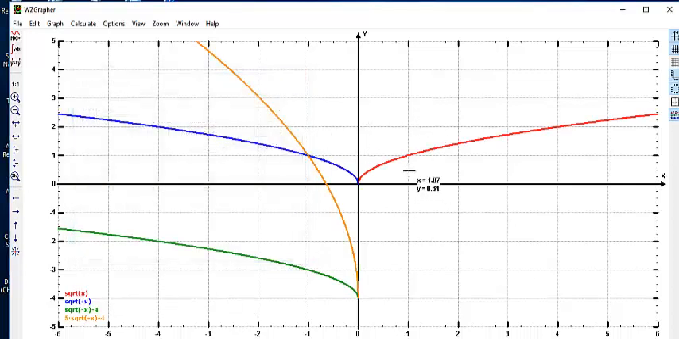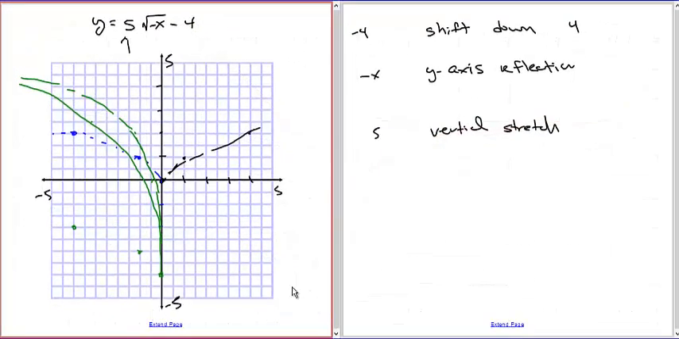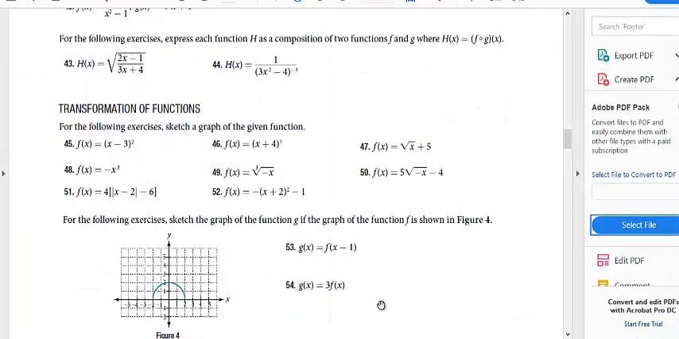So here they are. You can see here's the y-axis reflection. Then we shift it 4 units downward. And then we stretch in the y direction. So you can see that's my final answer, which matches up pretty close with what I did. There may be ones that are difficult on the test, but most of them would be pretty straightforward.